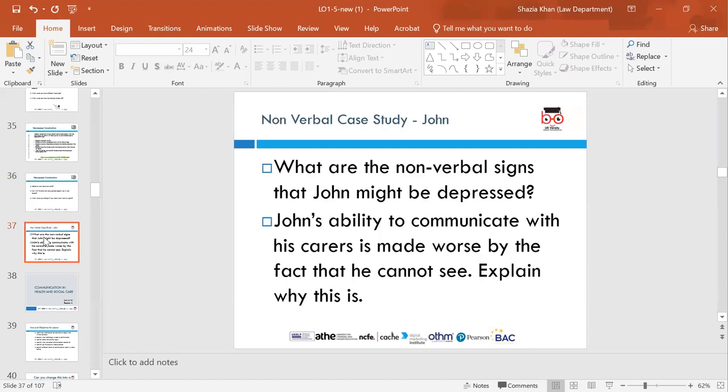And then the non-verbal case study is John. What are the non-verbal signs that John might be depressed? John's ability to communicate with his carers is made worse by the fact that he cannot see. Explain why this is. And this is normally because he cannot see.